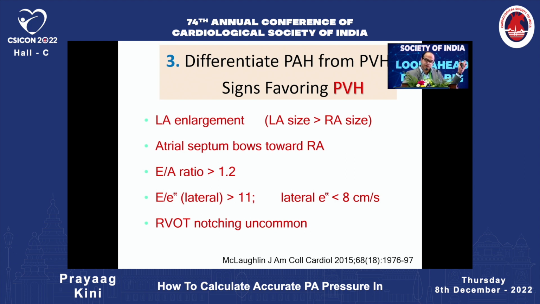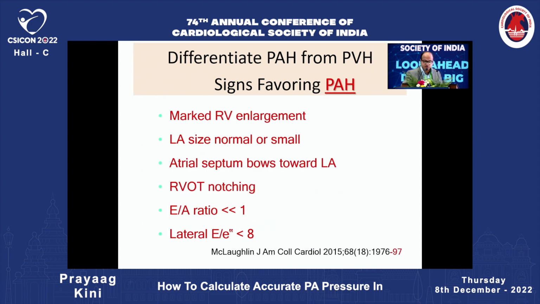As I said, this is the first group of the three, the extreme left, which I showed you earlier. As compared to this, PAH would be much more likely if the RV is dilated. The RV is much more dilated. The LA size is relatively okay. It's not really so bad. The atrial septum now starts going towards the left side, towards the LA side. The E by A ratio is less than 1 still. RVOT notching starts to come. So this is much more likely to portend towards a PAH rather than a PVH.